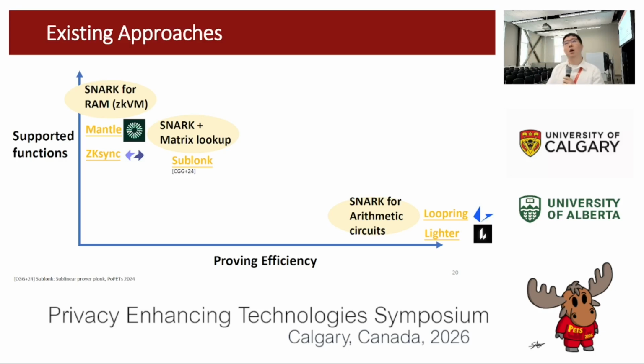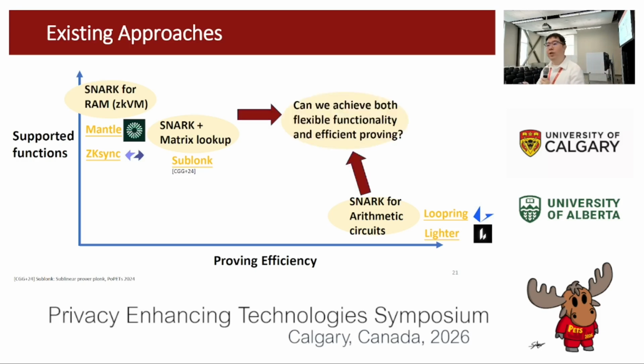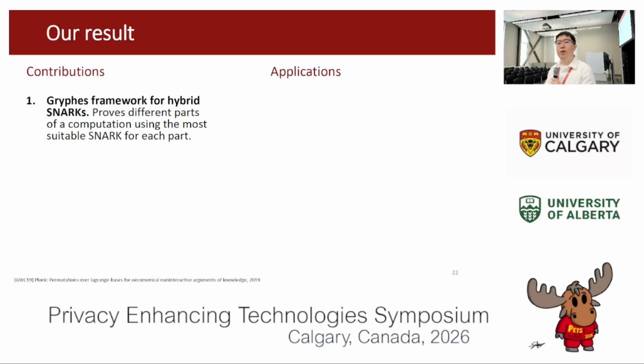But based on our benchmark, the matrix lookup is still around 20 times slower than the SNARKs for arithmetic circuits. So the natural question arises: can we do something better? Can we achieve both flexible functionalities and efficient proving? And here's our result. Our first contribution is the Gryphes framework for SNARKs. It proves the different parts of the computation using the most suitable SNARK for each part.